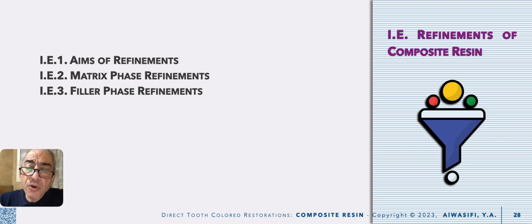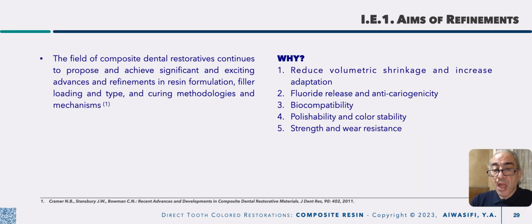What is the aim of refinement? Why do we need to refine our composite? We need to refine composite to reduce volumetric shrinkage and increase adaptation. As we mentioned before, please remember, there is no composite with no shrinkage. If you say we have no volumetric shrinkage, then you haven't any polymerization reaction, you didn't convert the composite.